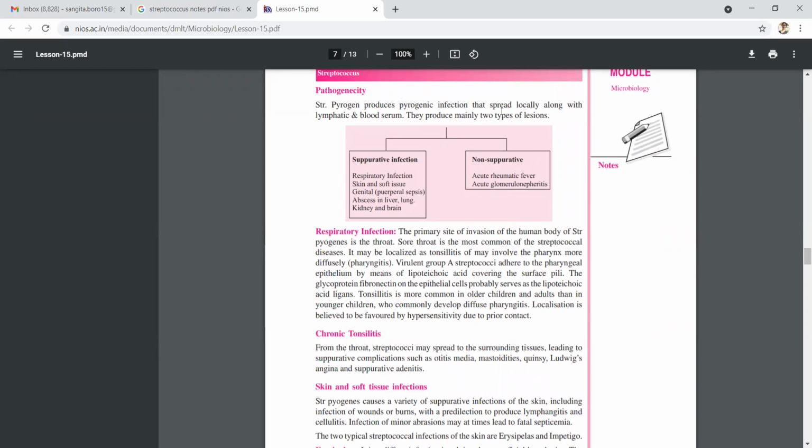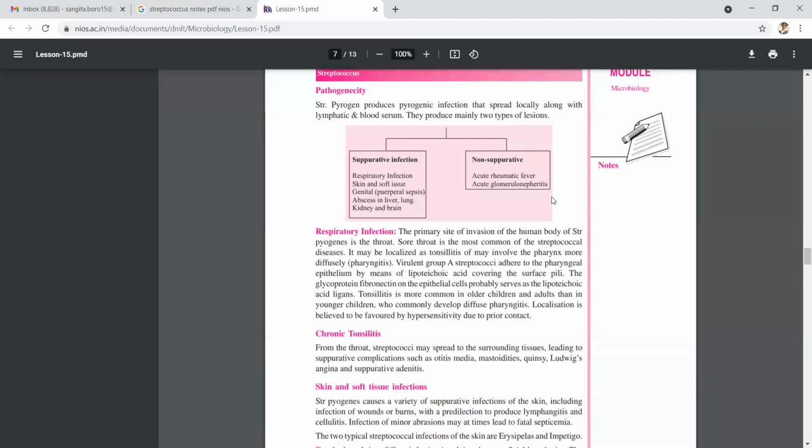Streptococcus pyogenes produces mainly two types of lesion. One can be suppurative, another can be non-suppurative. The suppurative infection may be caused in the respiratory tract, skin and soft tissue, genitalia, and abscesses in liver, lung, kidney and brain. And the non-suppurative are acute rheumatic fever and acute glomerulonephritis.